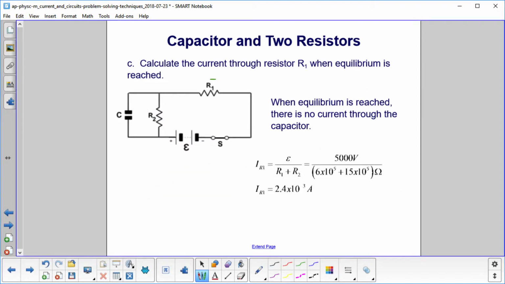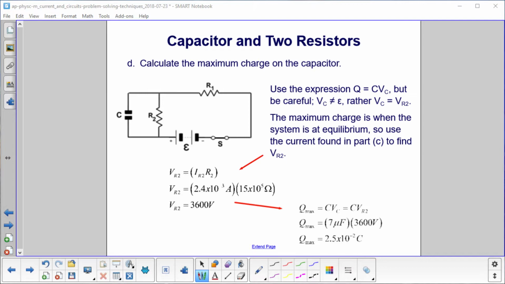Calculate the current through resistor R1 when equilibrium is reached. When equilibrium is reached, that means there is no more current through the capacitor, it is fully charged. So all the current flows like this. So to find that current, it's going to be the EMF over the equivalent resistance of the two resistors in series. You just add them together and you get 2.4 times 10 to the minus 3 amps.